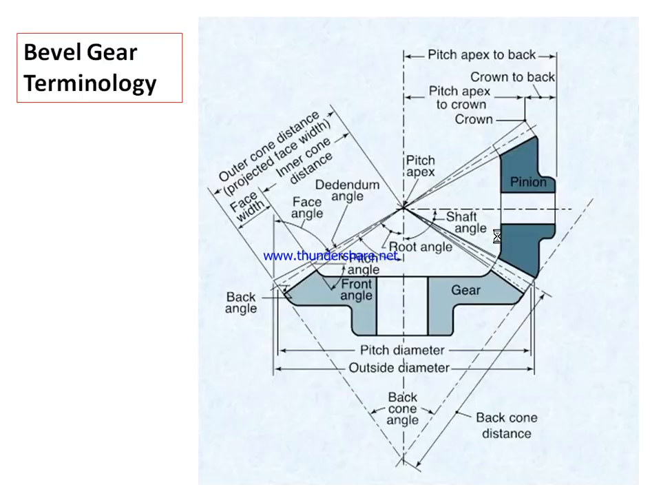Now let us look at some of the terminologies that come in bevel gear. So this is the shaft angle. Shaft angle means the axis of the pinion shaft and the axis of the gear shaft intersect here. This can be 90 degrees or less than 90 degrees or more than 90 degrees. And wherever these two intersect is the pitch apex. And this is the outer cone distance, this is the back cone angle, pitch diameter, outside diameter, and this is the back cone distance, and this is the back angle.